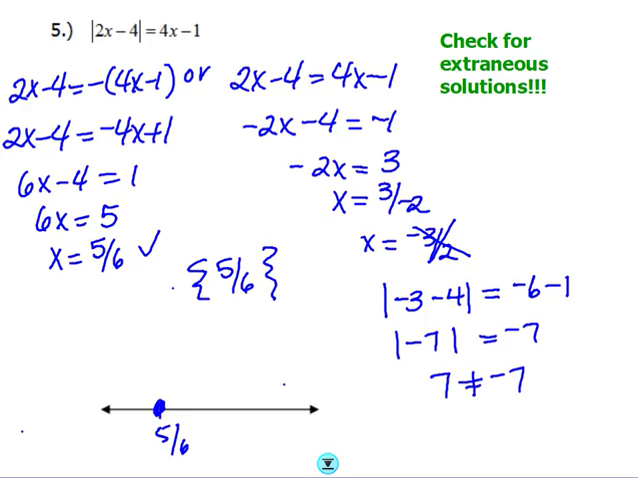All right, but please don't assume that just because it's a negative answer when you solve your equation that it's going to be extraneous. Always remember to check in the original equation.